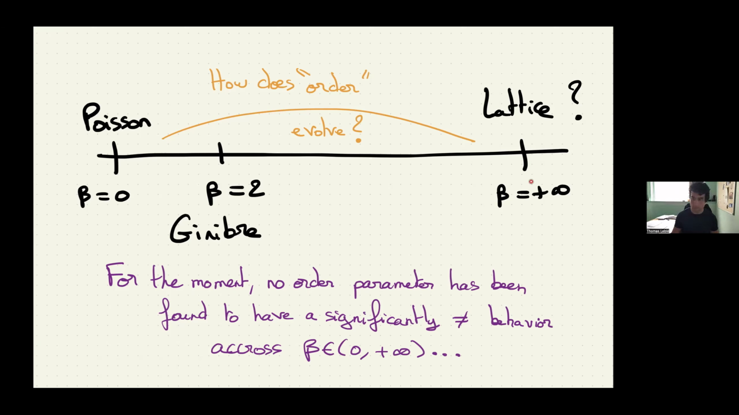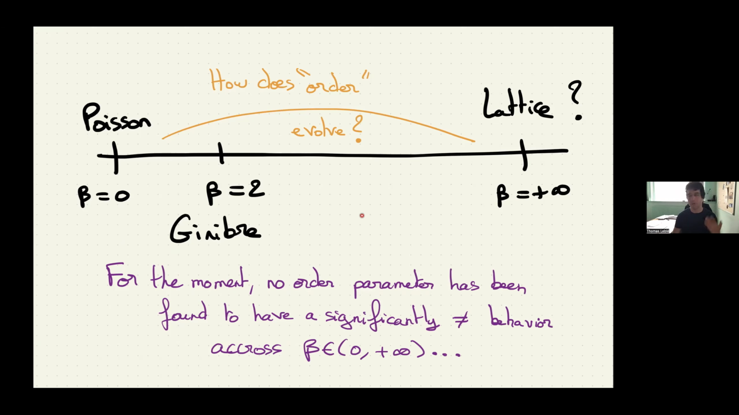And again, this is zero temperature, this is infinite temperature. This should be a lattice, we don't know. This is Poisson, we know. This is Ginibre, we know. And the question is, so Poisson is disordered. A lattice, hypothetically, is very ordered. How does the order evolve as we move from Poisson to a lattice or the other way around? Well, the sad part or the interesting part is that for the moment, no order parameter has been found to change really significantly as you move from 0 to plus infinity, if you exclude 0 and infinity at least.